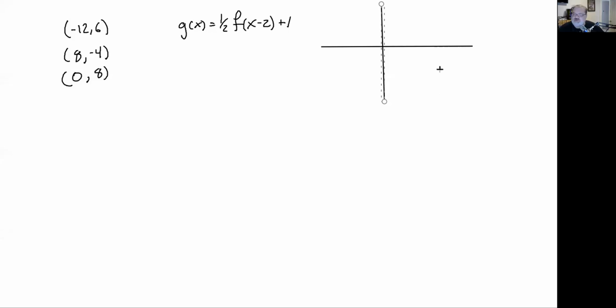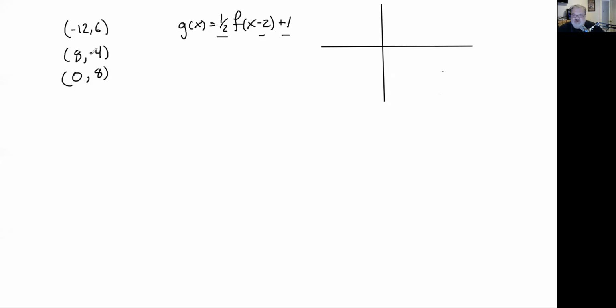So each of these modifications to our function are making our function translate. They're making it adjust. So we've got to look at what each of those are doing and have those modifications modify the graph or the points that we're given.